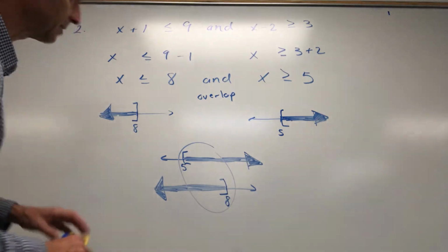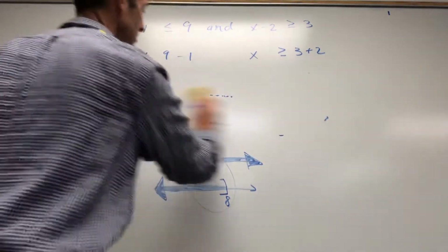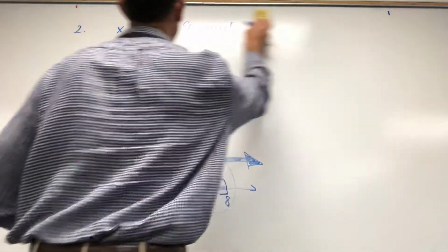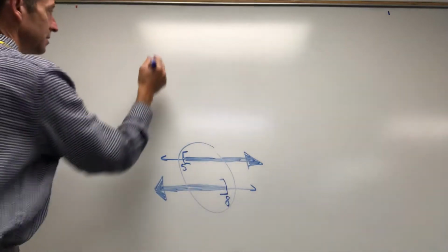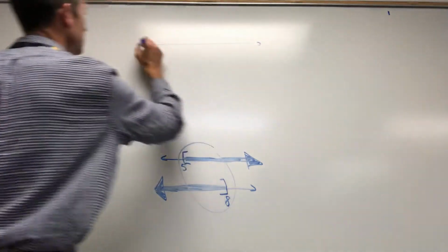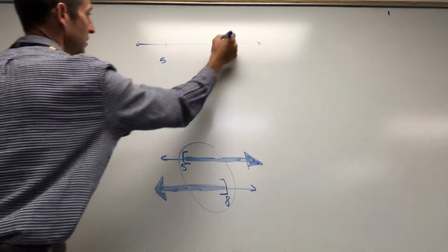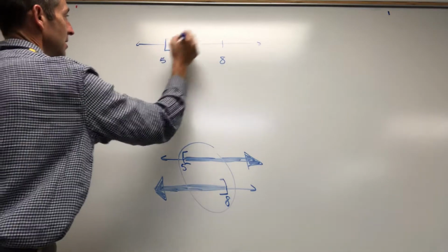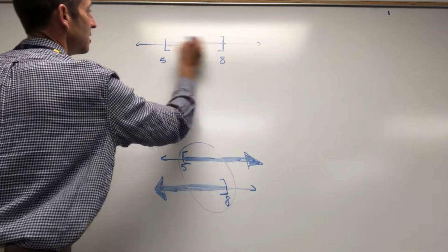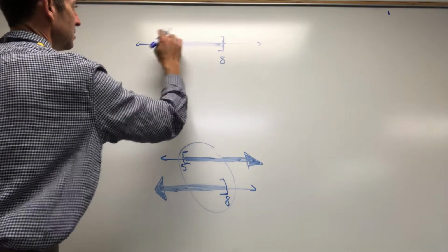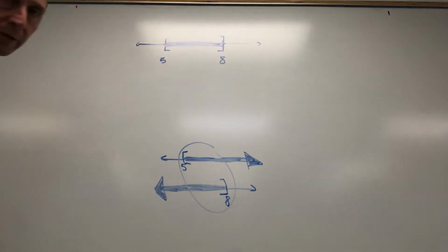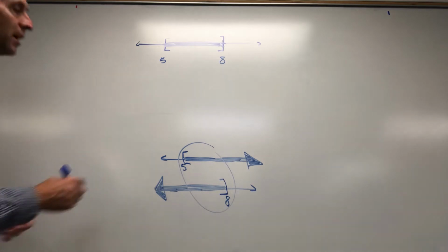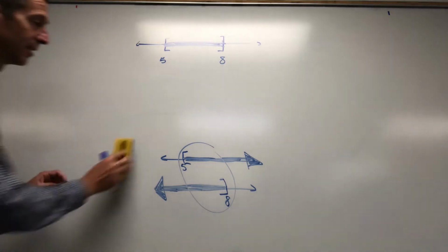For us, that means our final answer would look like this. This would be my final answer. Boom, boom. Here's my 5, here's my 8. And it would just be this section right in the middle right there. So that's what my final answer line graph would look like.